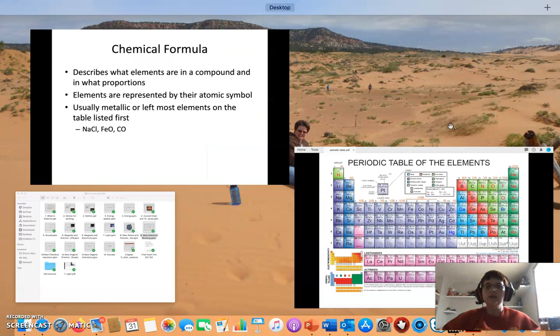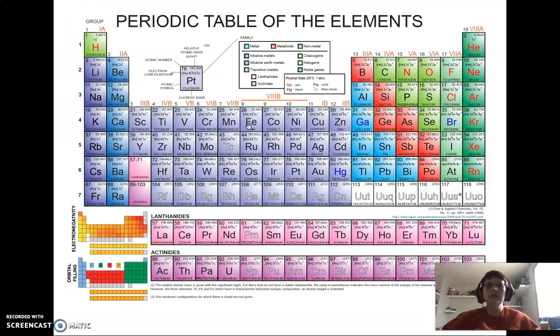The next one we had was iron oxide. Same thing: iron right here, one of the metallic elements, and oxygen over here, a nonmetal. And then same thing for carbon monoxide. The leftmost element is first, with carbon listed first, and then the rightmost element listed second, with oxygen.